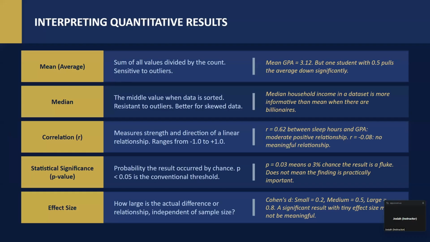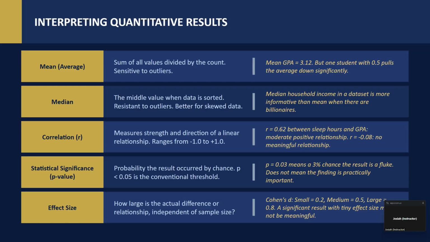So interpreting quantitative results. The mean, which is the average, is the sum of all values divided by the count, but it's sensitive to outliers. For example, the mean of a GPA is 3.12, but one student with 0.5 pulls the average down significantly. The median. This is the middle value when data is sorted. It's resistant to outliers and it's better for skewed data. For example, the median household income in a data set is more informative than mean when there are billionaires.